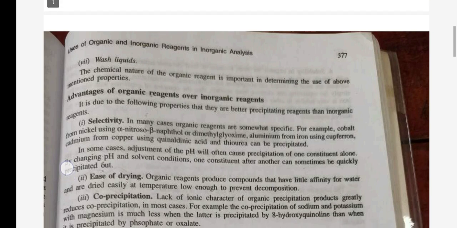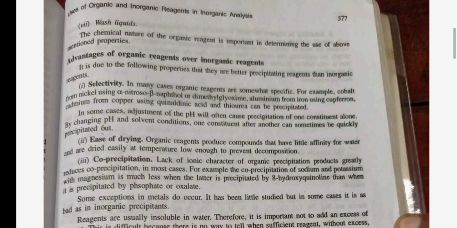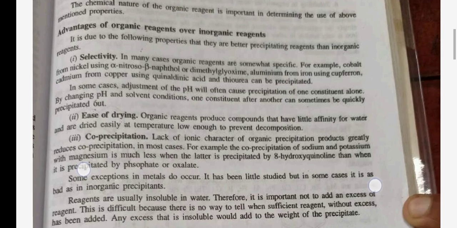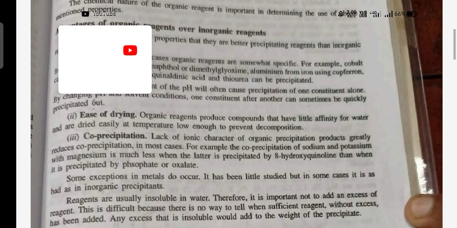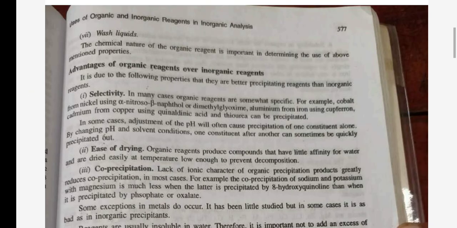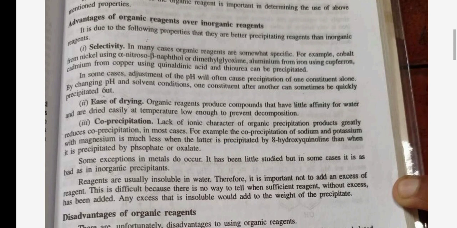Now, advantages of organic reagents over inorganic reagents. It is due to the following properties that they are better precipitating reagents than inorganic reagents. First one is selectivity. In many cases, organic reagents are somewhat specific.